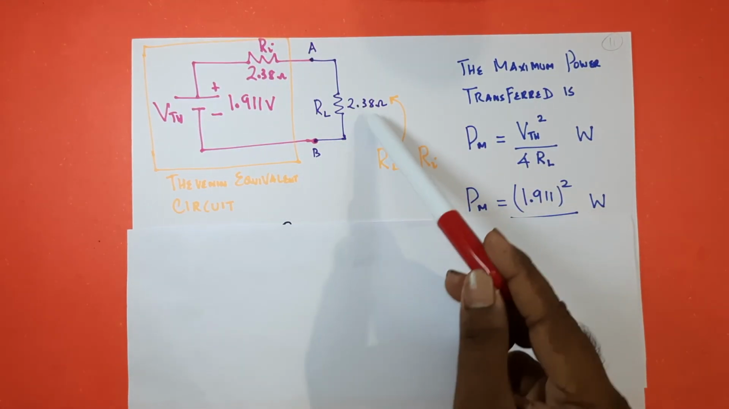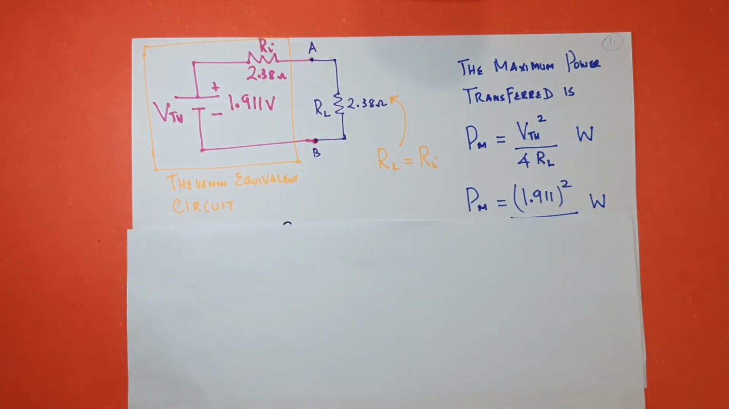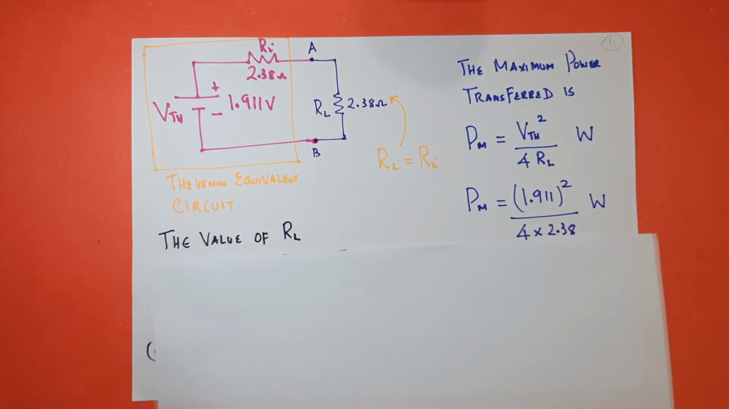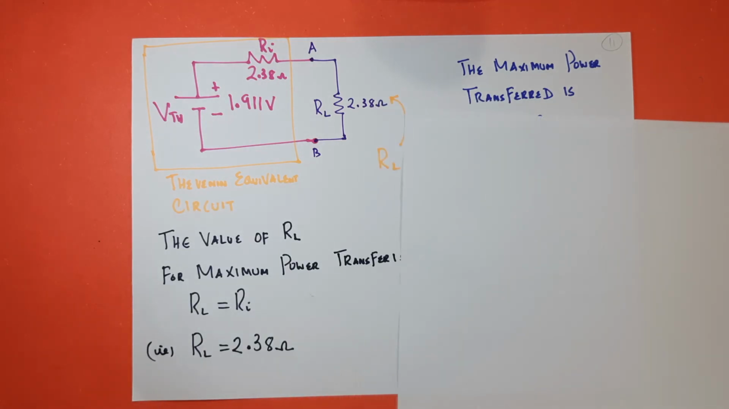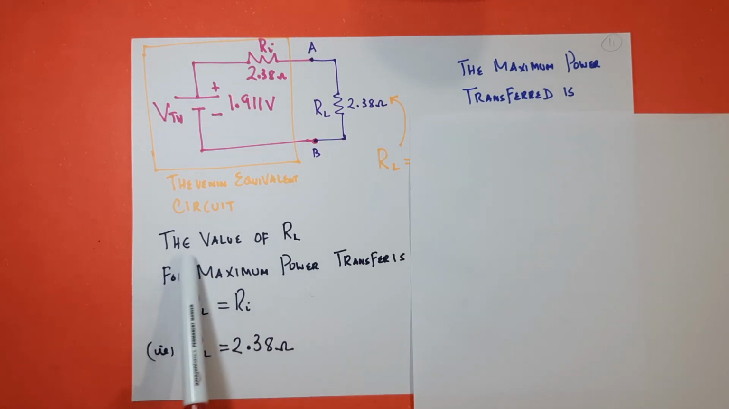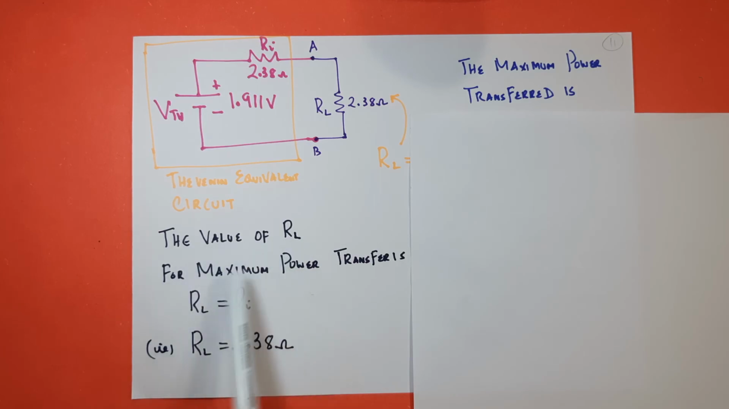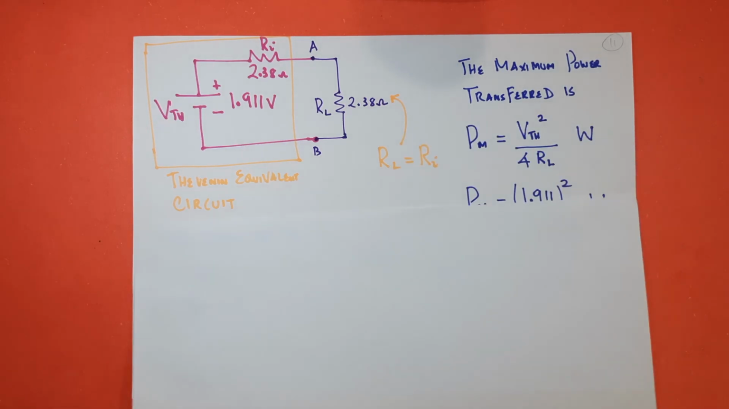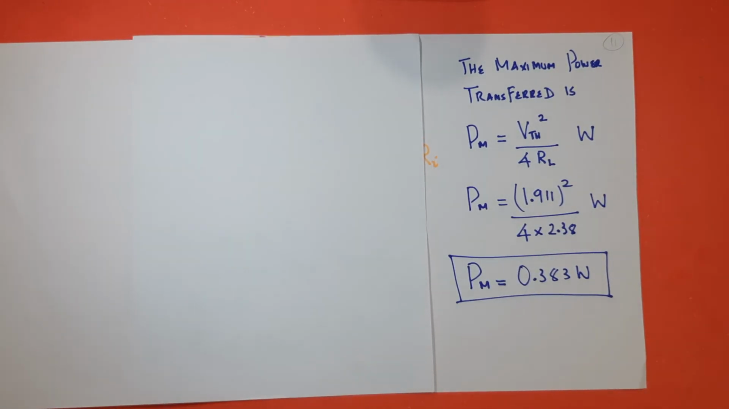Now we are adding the load resistance. So for maximum power to be transferred from source to load, the load resistance must be equal to the internal resistance. Okay. So the value of RL for maximum power transfer is RL equal to RI. So we write RL equal to 2.38 ohm. So that is your first answer.